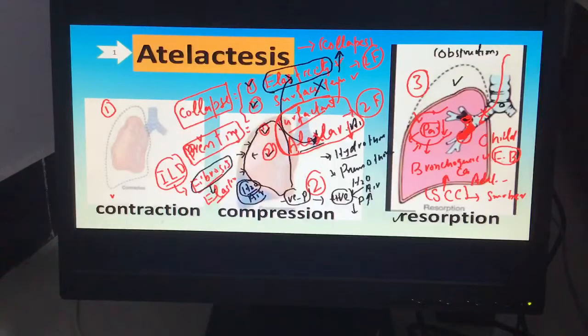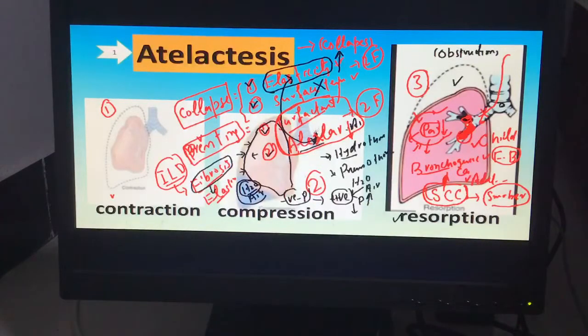So now there are two cases here. In children, mostly a foreign body issue, and in adults, this may be lung cancer. Which lung cancer here? Squamous cell carcinoma. The squamous cell carcinoma is also known as bronchogenic carcinoma. It's a squamous category carcinoma. Okay, and it is present in smokers, and this obstruction leads to collapse. These are the three main categories of collapse.